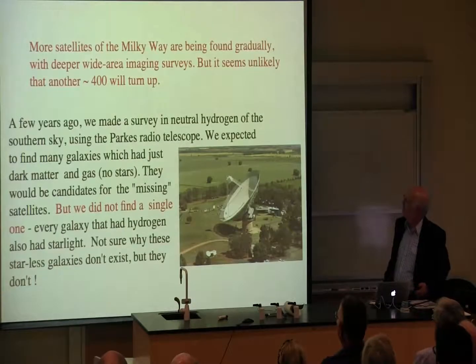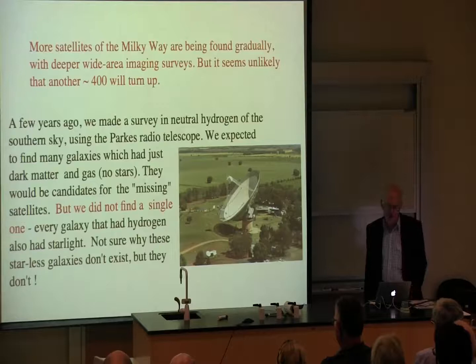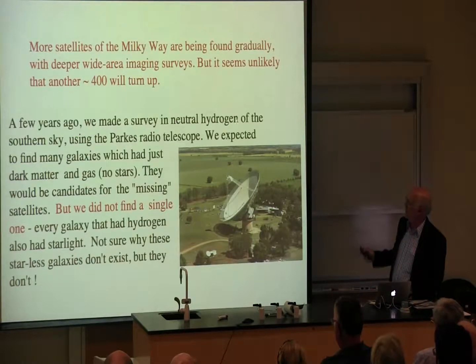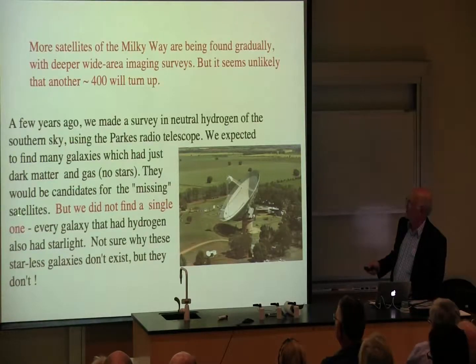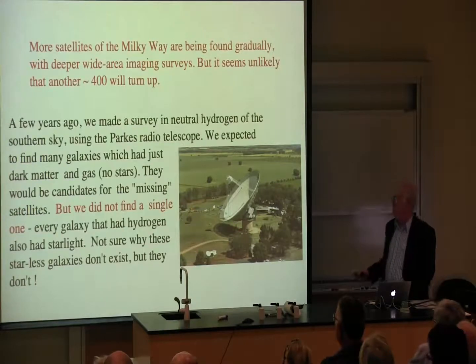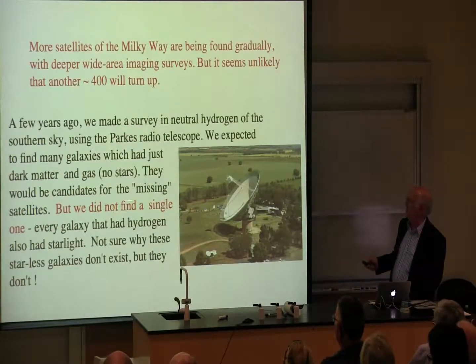Okay, so people are searching for more satellites, and they're gradually finding a few, but I think it's very unlikely that we're going to find another 400. A few years ago, we made a survey in neutral hydrogen of the whole southern sky using this large single antenna. What we were expecting to find was galaxies that had just dark matter and gas, but no stars. So we're doing really a blind survey of the sky in hydrogen. These would be nice candidates for the missing satellites. We didn't find a single one of these, not one. We found thousands of galaxies, but none of them that have only dark matter and gas. Every galaxy that we could see in gas, in hydrogen, also had starlight.